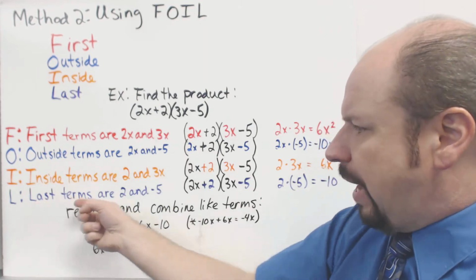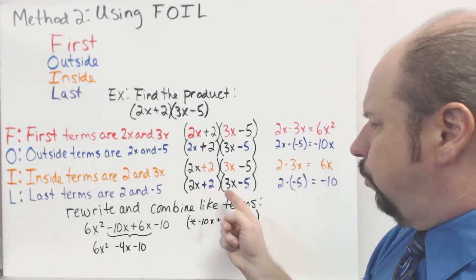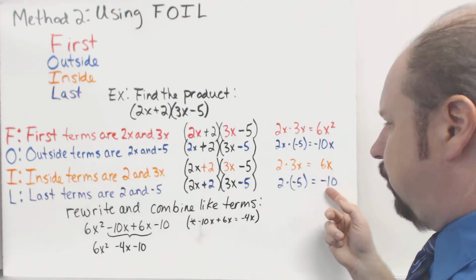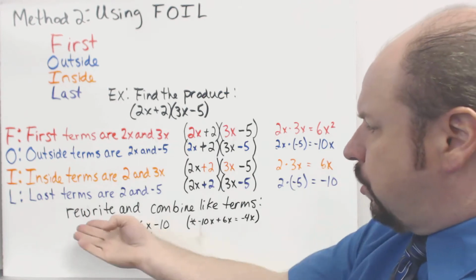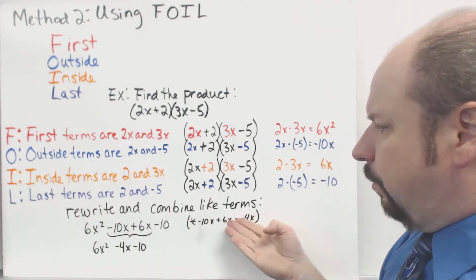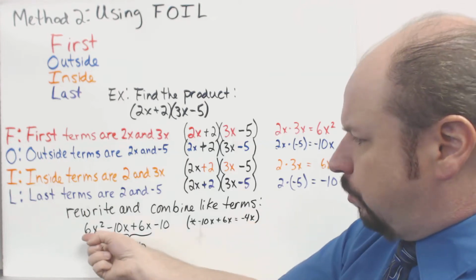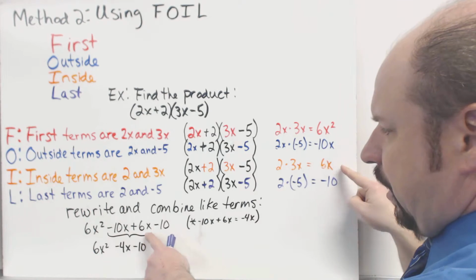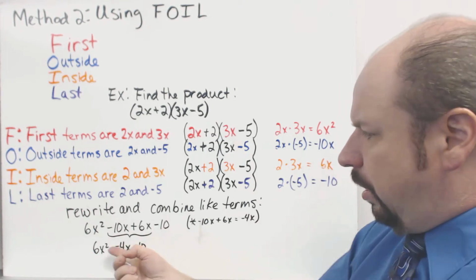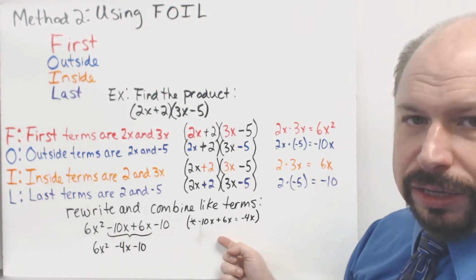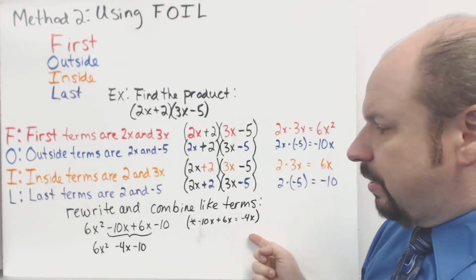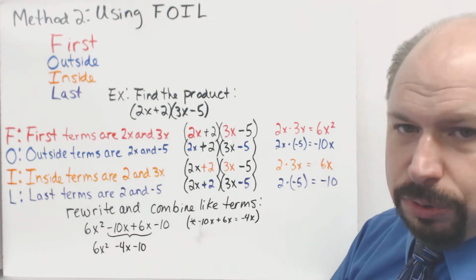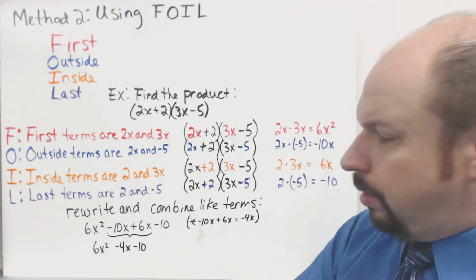And L stands for last. The last terms are 2 and negative 5. When we multiply 2 times negative 5, we get negative 10. So again, rewrite and combine like terms. So 6x squared minus 10x plus 6x minus 10. Again, when we combine the negative 10x plus 6x, we get negative 4x in the middle. So we end up with 6x squared minus 4x minus 10.